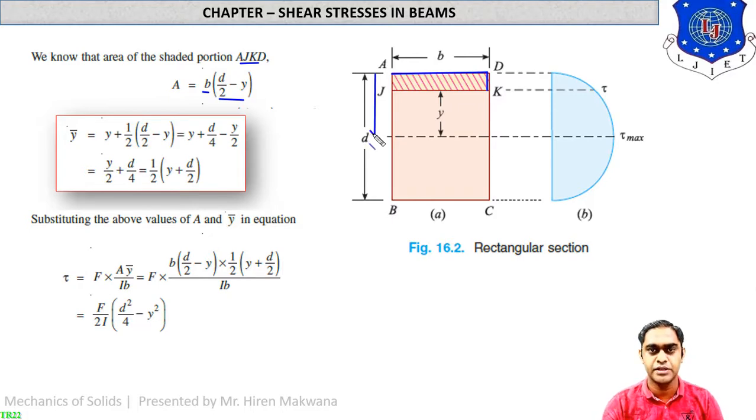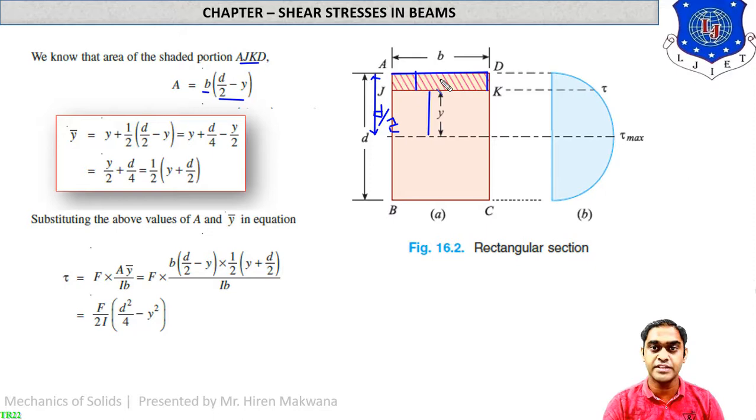This depth is D by 2. But from this D by 2, the y should be subtracted. This y distance should be subtracted, so we will get the remaining depth of the strip AJKD. So it is D by 2 minus y. So the area of the strip is B into D by 2 minus y.